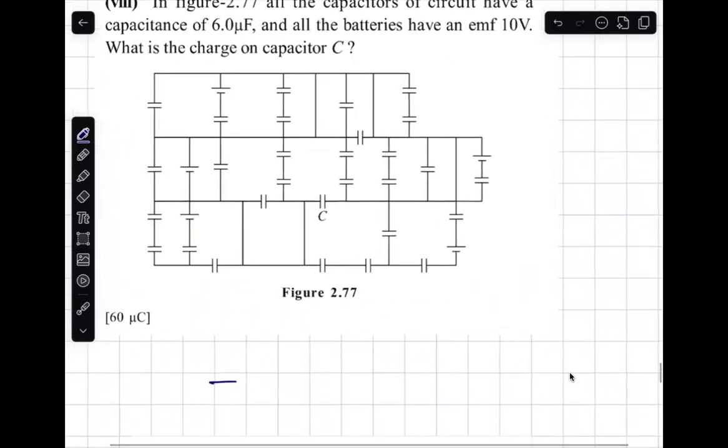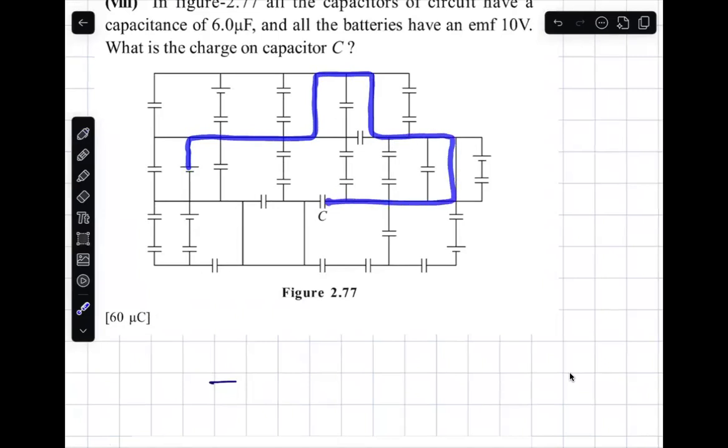Now please try to see a path. Yes, what I am describing. Now, the lower path. Shortcut. Have you understood my path?